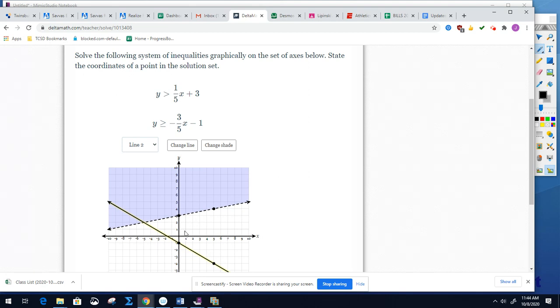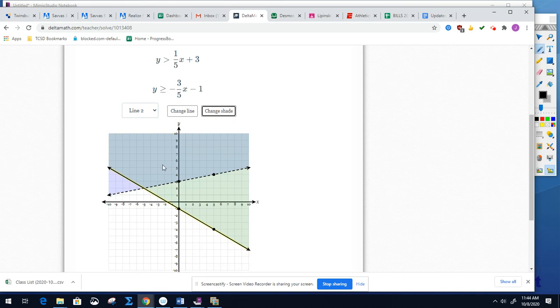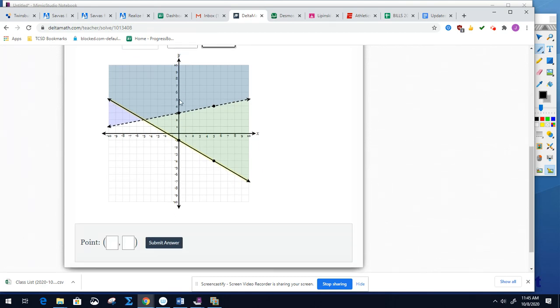Okay, and then it's going to be everything above. I don't need to change the line because it's supposed to be solid. I'm going to shade everything above, so it's where they both intersect. So you can tell the darkest region here is in this section up here. It's not this green area and it's not this light purple. It's everything up here. So again, you can put in any ordered pair.